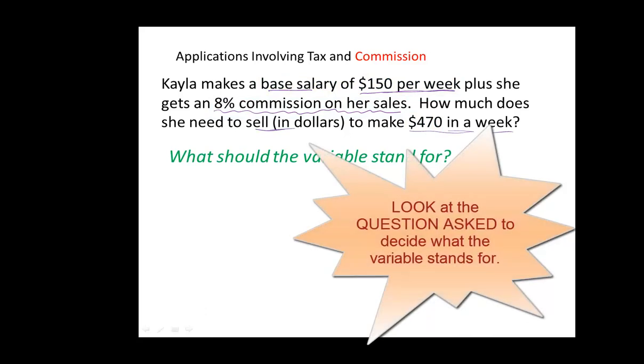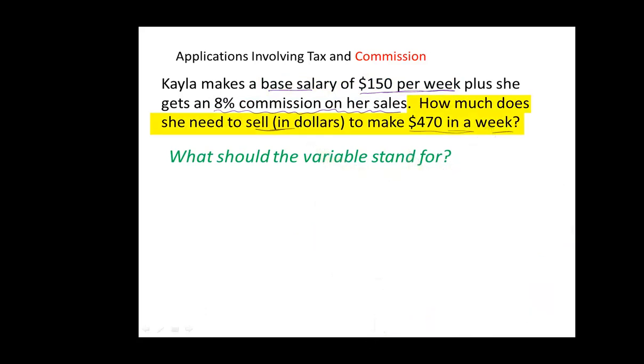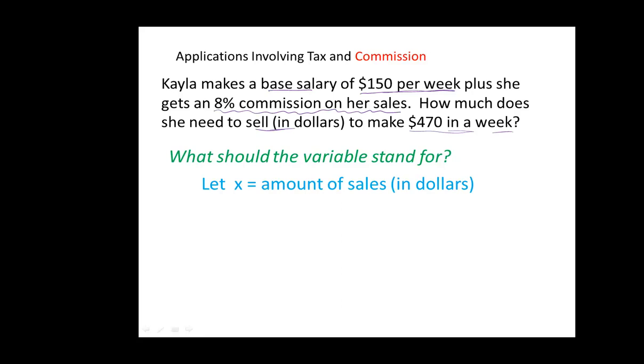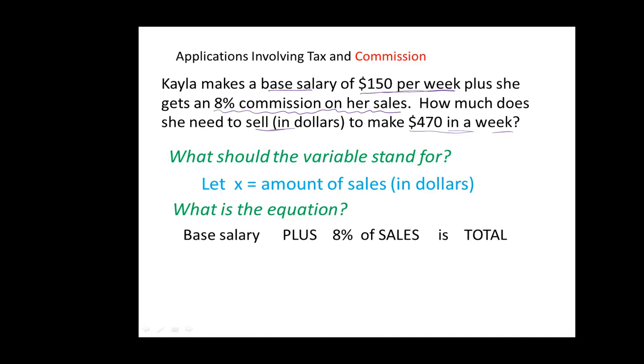Again, take a look at the question, and you can see that what we're missing here is the amount of sales. That's what we're asked for. So we're going to let x equal the amount of sales. And next comes the equation. So let's think about how this ties together. We have her base salary. Then we're going to add 8% of her sales, and that's how we get the total salary that she brings home. So in this case, our base salary is $150.